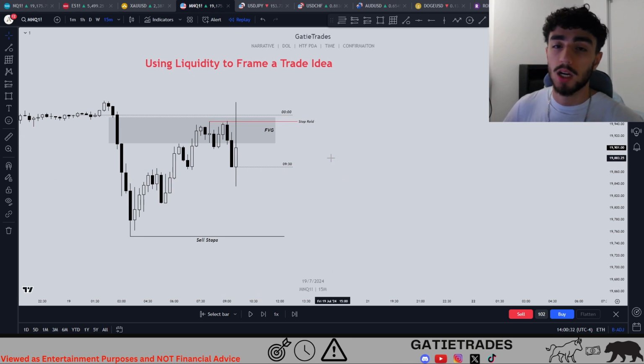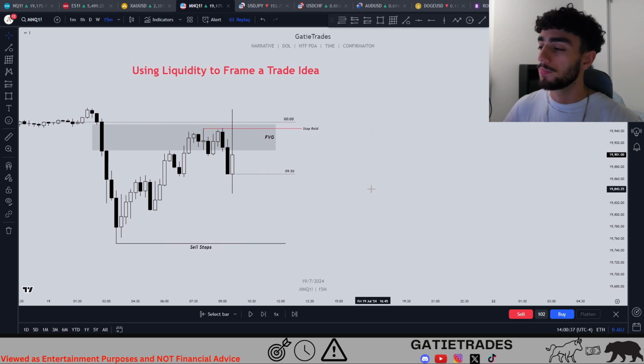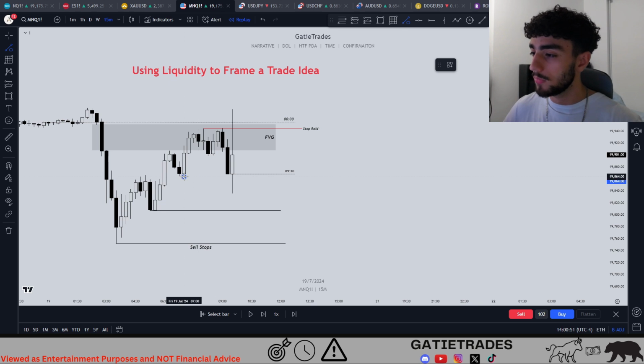So let's say in hindsight, we are bearish in this specific market structure. So what would we want to see if we're bearish using the concepts of liquidity? So again, you cannot just use liquidity. So you can see I've marked out this 15-minute fair value gap right here. I've marked out the sell stops. And again, there are sell stops over here as well, right?